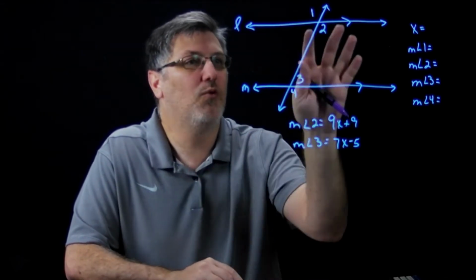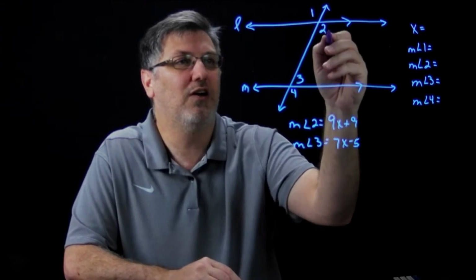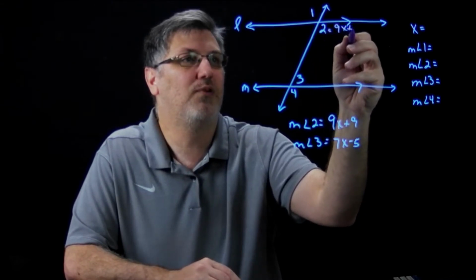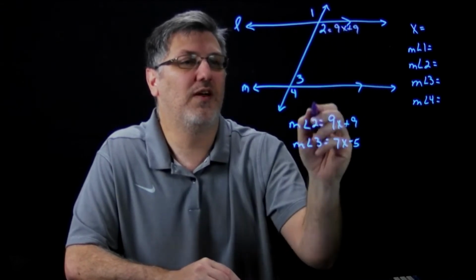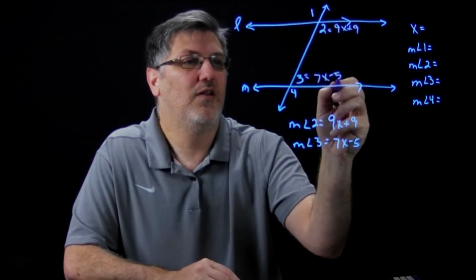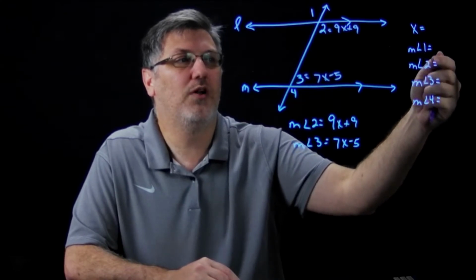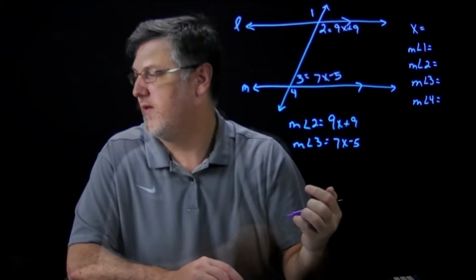And then within this problem, I tell you the measure of angle 2 is 9x plus 9. So this one right here is 9x plus 9. And the measure of angle 3 is 7x minus 5. Within this problem, we want to find x, the measure of angle 1, 2, 3, and 4.